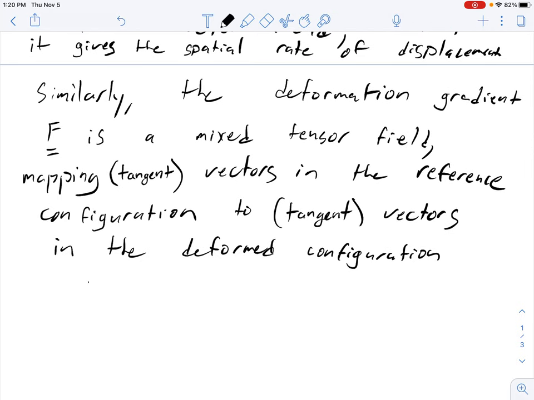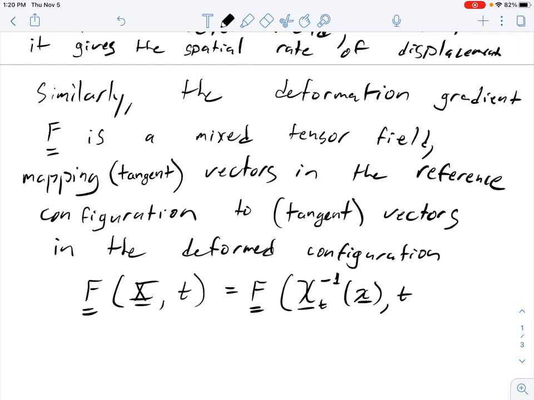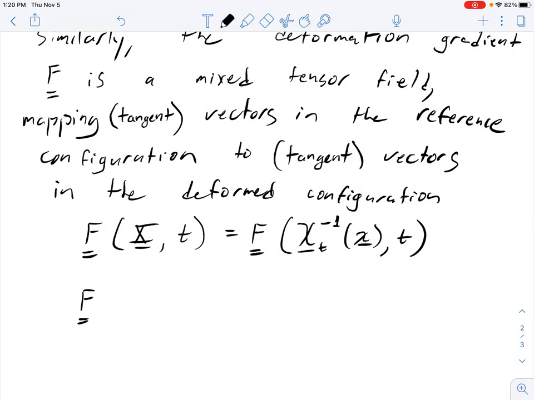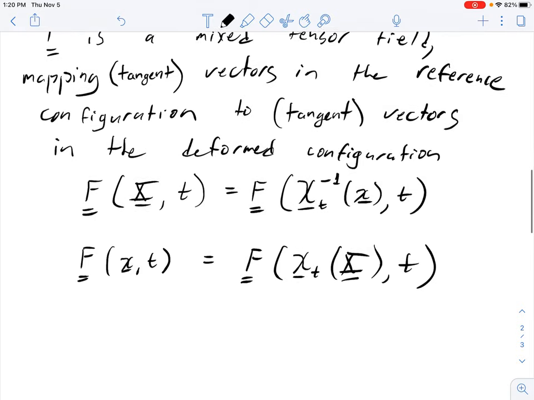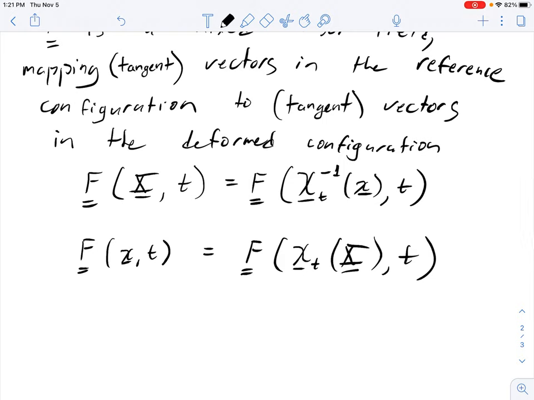Alright, so again we have F of a point in the reference configuration, comma time. Well, we can also do F of the fixed time inverse of the deformation, and a spatial configuration point and time, or we can go the other way. So that just means that we can describe these fields either way, and so we'll typically omit the arguments.